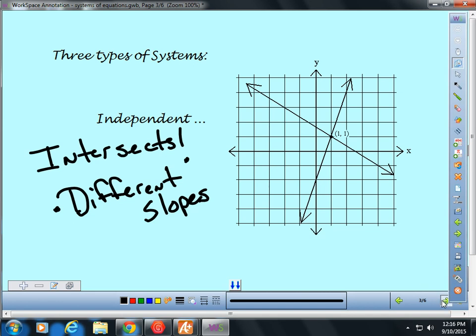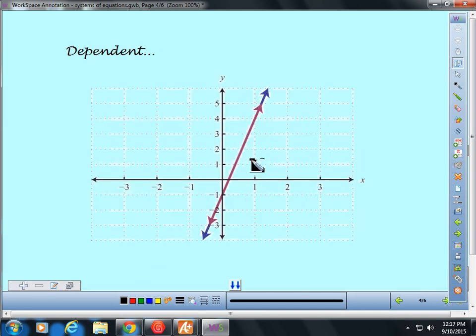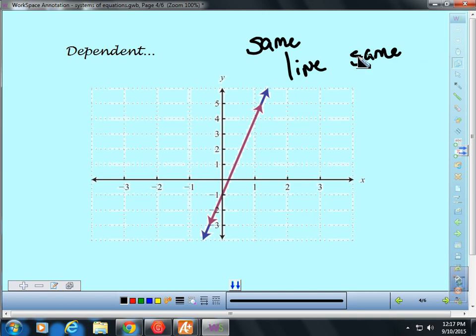The next kind are called dependent. It is the same line. That's why it's dependent. Where one line goes, the other one. You can think about a married couple. They're dependent upon each other. Where one is, the other is. Two become one kind of situation. That means when you solve for y, they will have the same slope and the same y-intercept. Okay? Their solutions are infinitely many.